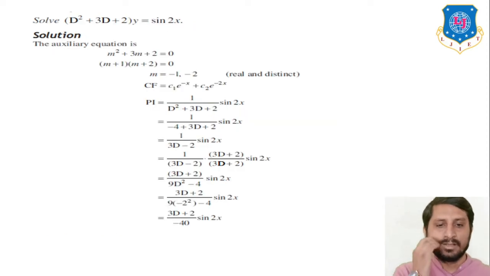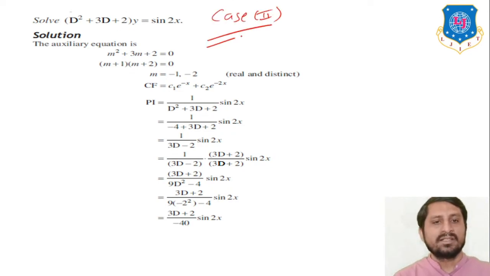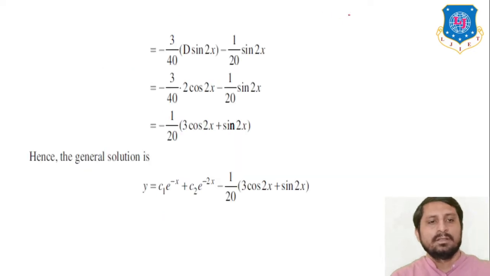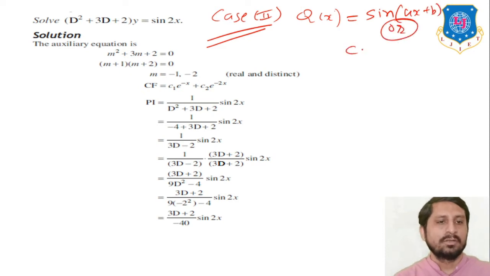Let's take one more example. Now this is for case 2. Case 2 is what? Q of x. Q of x is sine ax plus b or cos ax plus b.